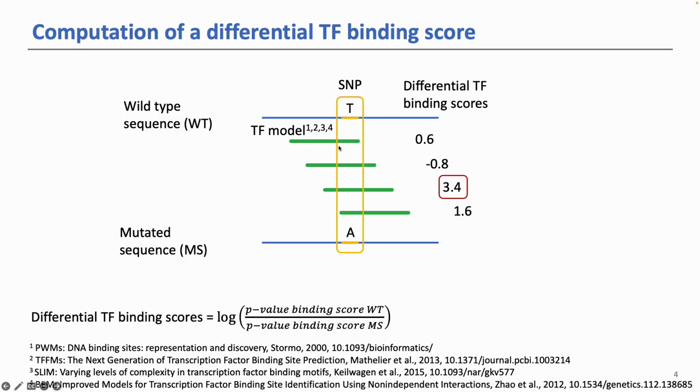Since we don't know the best position where the TF binds in the sequence, we basically slide the TF model along the sequence and consider all possible shifts where the TF model overlaps the SNP. So we get several differential TF binding scores, shown here. And one possible strategy is, for instance, to keep the maximum one.